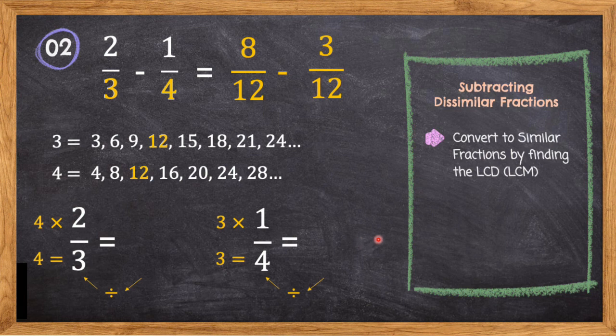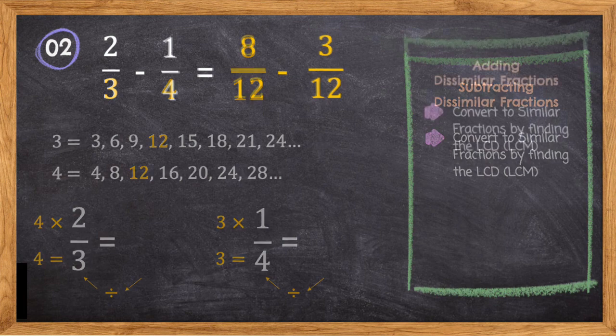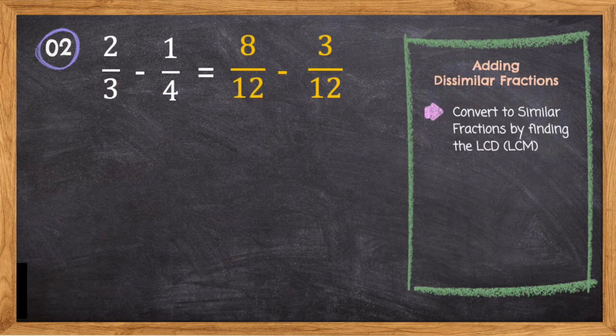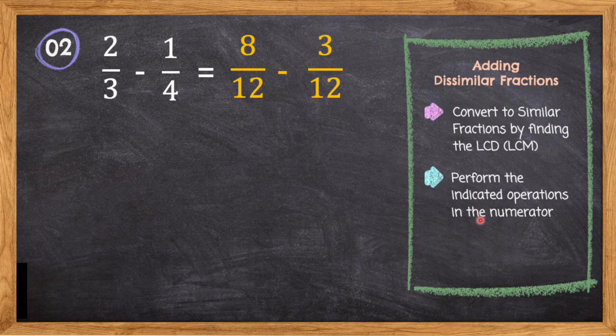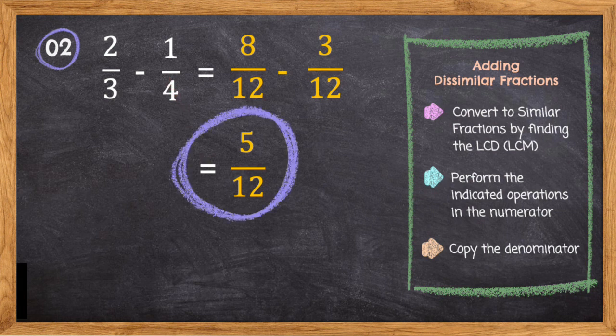Okay. So, na-convert na nato sila sa similar fractions. Next is to perform the indicated operations in the numerator. So, 8 minus 3 will give us 5. And then lastly, have to copy the denominator, which is 12. So, 2/3 minus 1/4 is equal to 5 over 12.